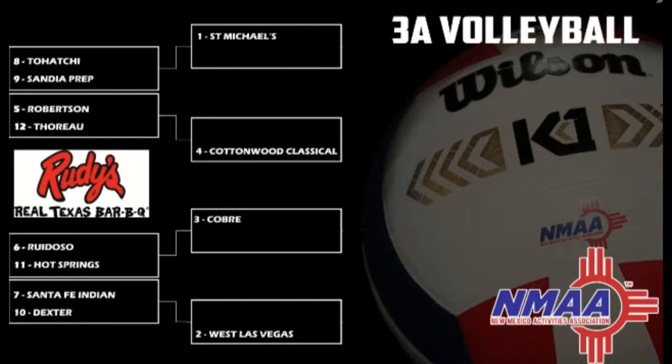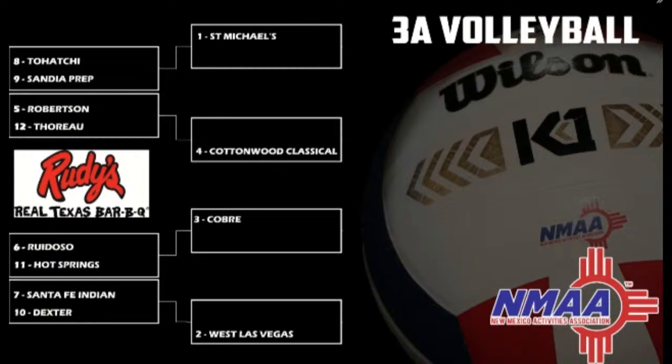So, and then the number 3 seed, Cobre, relative newcomer, Cottonwood Classical. They just made it to the state championship in girls A3A soccer, and now they've gotten themselves a 4 seed in the 3A volleyball. Your matchups to determine who play against the teams with the bye, the 8-9 seed, Tohatchi and Sandia Prep.